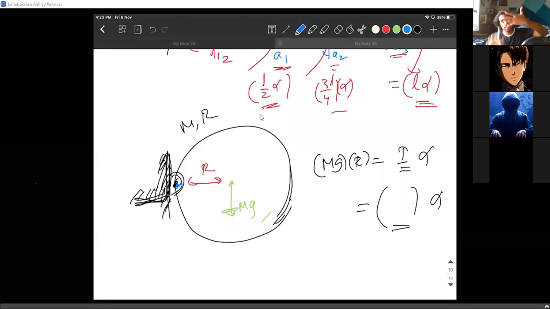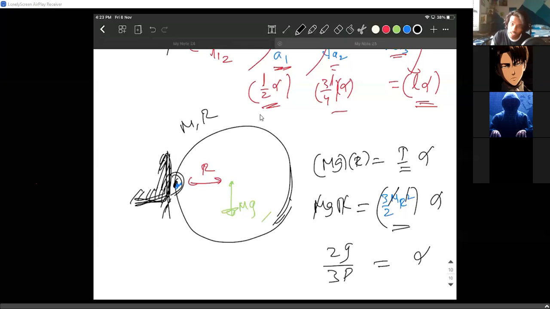If the disc is here, you know the moment of inertia about this is mr square by 2. You have to shift it. Mr square by 2 plus mr square, 3 by 2 mr square. So the new moment of inertia is 3 by 2 mr square. So mgr, m cancels. So alpha equals 2g by 3r. Harshita got it wrong. Maybe you got the moment of inertia wrong, Harshita.